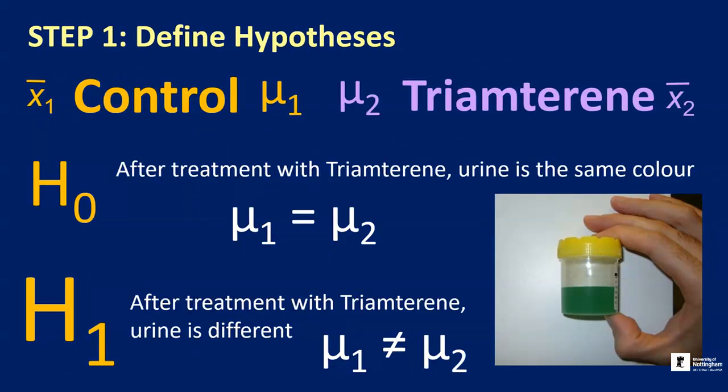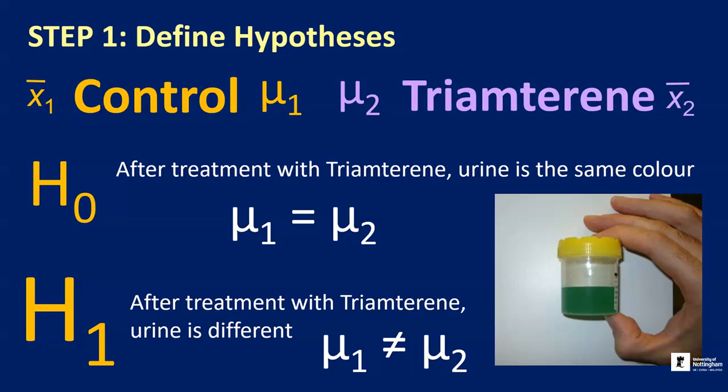So first of all, in order to run a statistical test of this idea, we need to define our null hypothesis and our alternative hypothesis. For this study, we're going to say that the null hypothesis is just that the amount of blue colour in the urine is the same for the two groups, the controls and the triamterene treatment. And the alternative hypothesis is that there is some kind of difference. We won't specify for this study whether the urine in one group should have more or less blue colour than the other. We're just going to make it two-sided. We're going to allow for both possibilities.